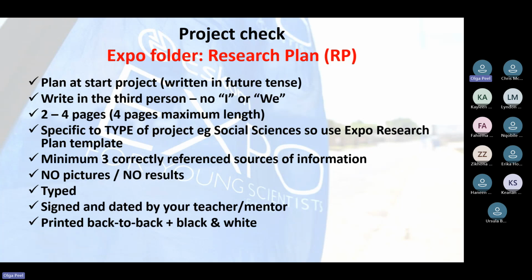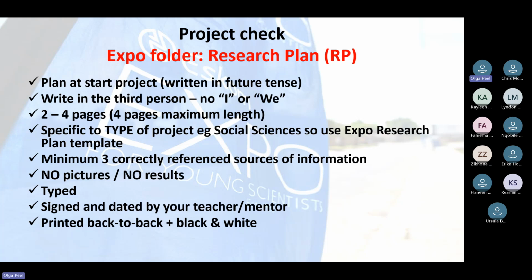Now, you know it's specific to the type of project. So there is a social sciences research plan template. And at the end of the research plan, there is a minimum of 3 correctly referenced sources of information. Those 3 can be transferred to the report, but they're insufficient at the end. Now, because it's a research plan, there are no photos, no results, okay?